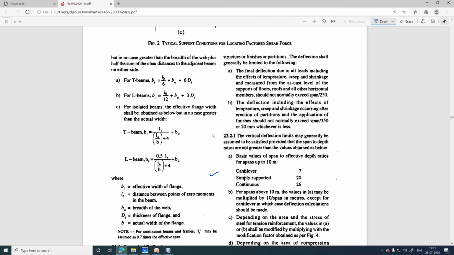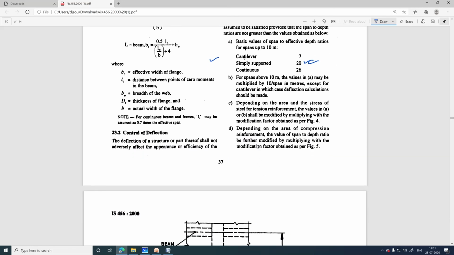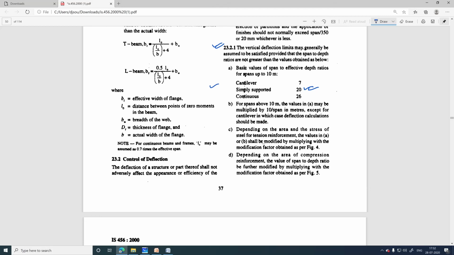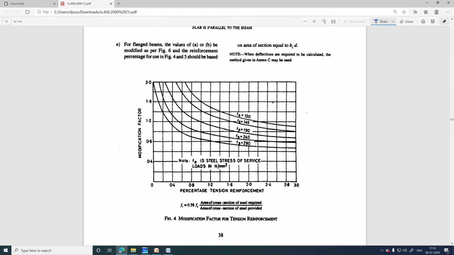So, here you can see this is 23.2.1, and for the simply supported case the maximum value is 20. Okay. And we need to multiply a modification factor that we have already done in beam design and slab design, so I am not going to discuss the same thing. So, how to determine the modification factor? We need to consider Figure 4, and here we consider the percentage of steel, that is the PT, 0.3%, right. So 0.3% is somewhere over here, because this is 0.2 and this is 0.4.